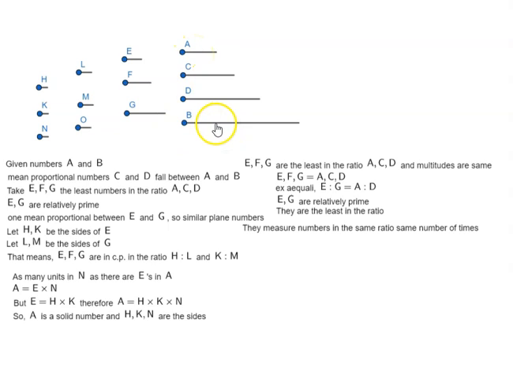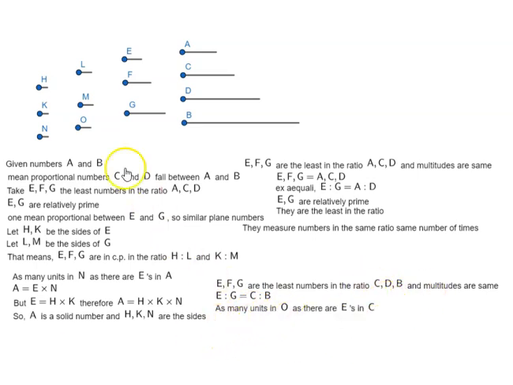Similarly, we have to show that B is also a solid number. So let's start. Again, E, F, G are the least numbers in the ratio C, D, B. And multitudes are same. Means E is to G is equal to C is to B. Actually, we should have written ex aequali E is to G is equal to C is to B. Now, let as many units in O as there are E's in C. G measures B based on the units in O.